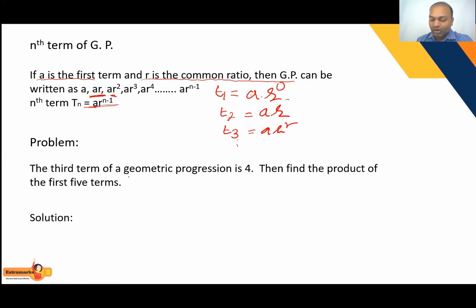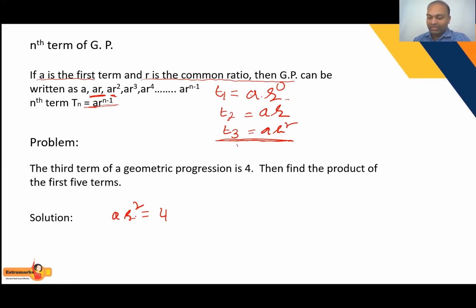The third term of a geometric progression is 4. Right. Here you see the third term, third term is what? ar square. So here I am writing ar square is equal to 4. Then find the product of the first 5 terms.